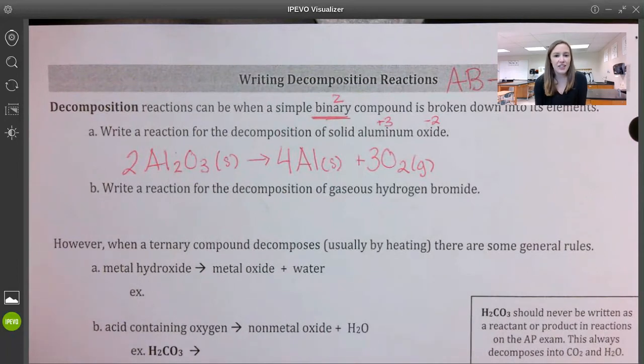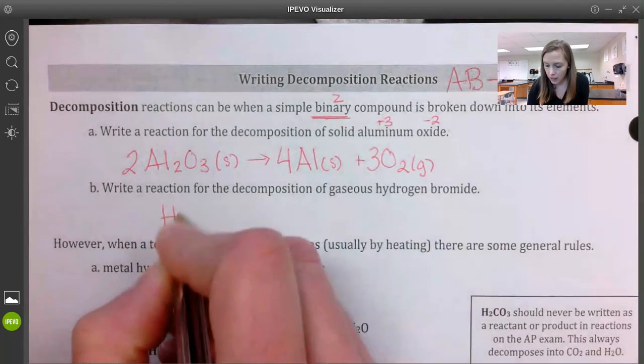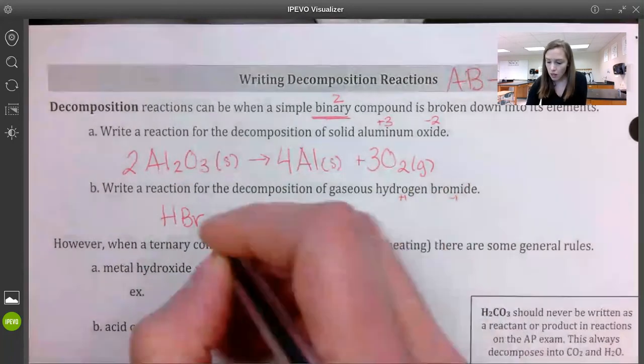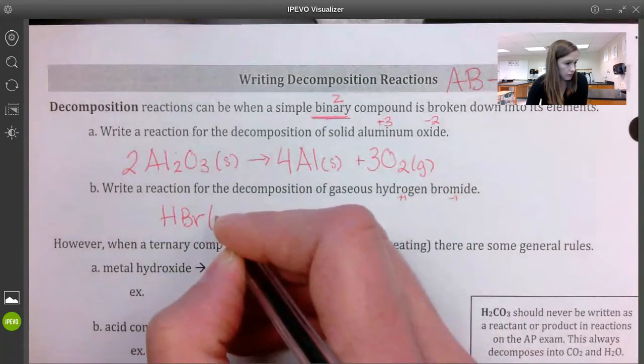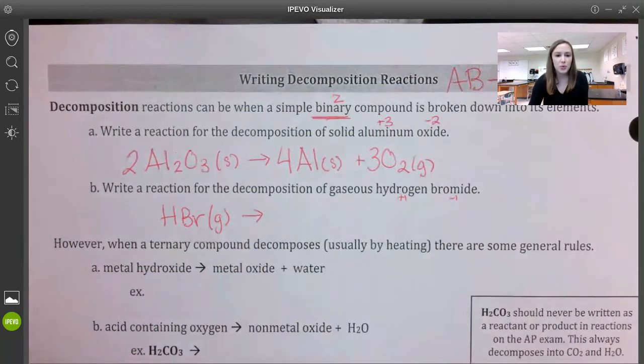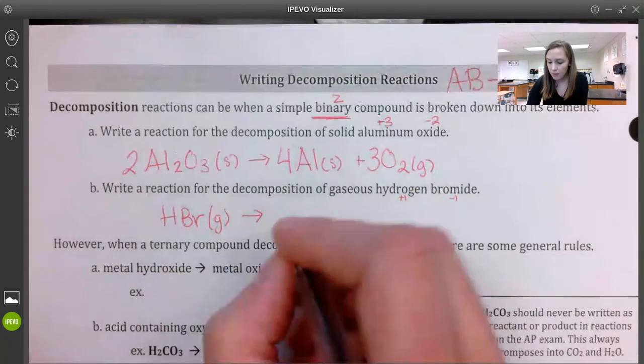All right, and then our next one here, we're gonna decompose hydrogen bromide. So I'm gonna have HBr, because hydrogen is +1, bromine is -1. We're gonna say this is a gas. And then we're gonna decompose it. All right, so here I'm gonna have my hydrogen.